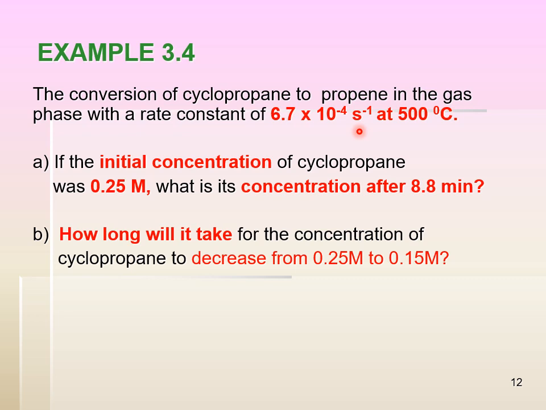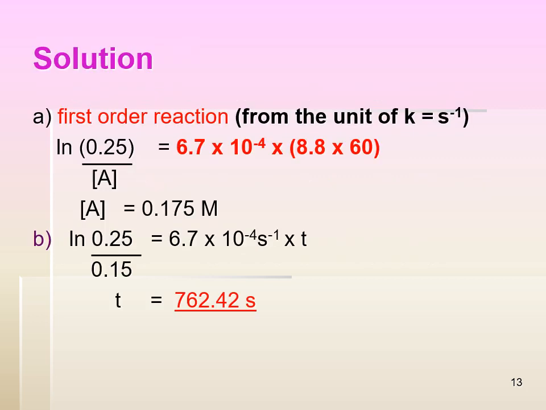So what we are going to do is write the integrated law equation for the first order reaction and get the concentration A after T, 8.8 minutes. Given A naught is 0.25. And then for B, we need to find T, the time that we will take for the concentration of cyclopropane to decrease from 0.25, this is A naught, to 0.15 A. So all we have to do is just insert all these values into the formula, and we're going to get the final answer. So here is the answer. You can copy this down in page 85.